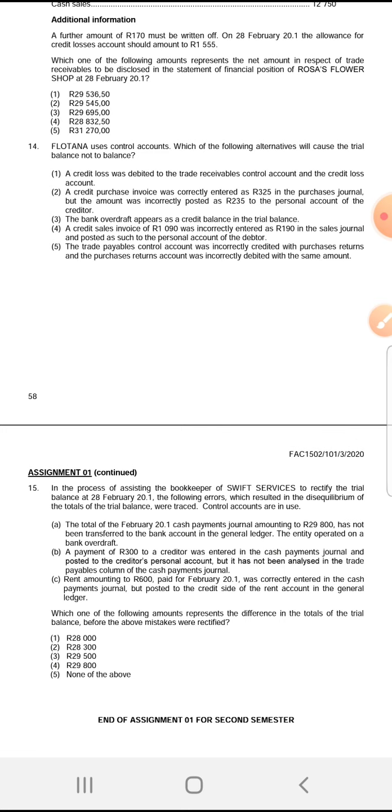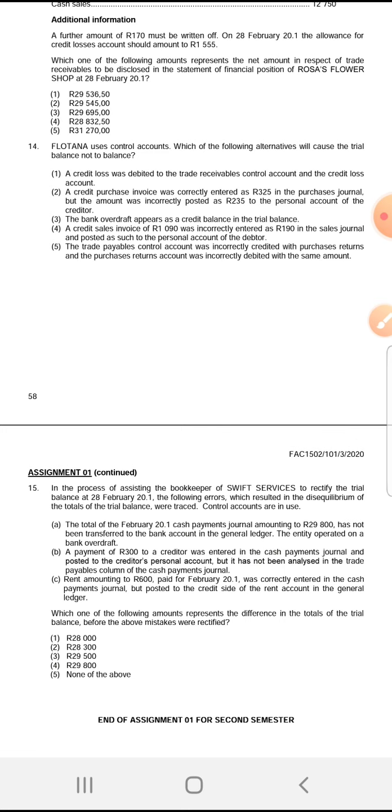Okay, which of the following alternatives will cause the trial balance not to balance? Let's check all our transactions. Credit loss was debited to the trade receivable control account and the credit loss account. This is wrong. The credit loss has to be credited, not debited. Okay, we'll come back. A credit purchase invoice was correctly entered. Okay, this one is fine. A bank overdraft appears as a credit on the trial balance. That's true. It has to be like that.